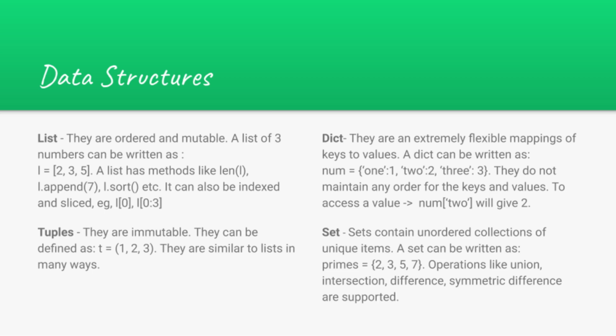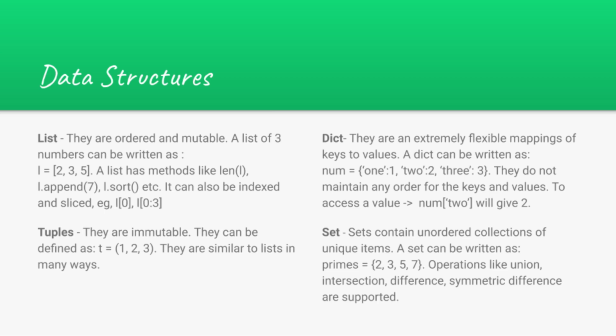Lists. These are used to group multiple values of similar type together. They are ordered and mutable. Square brackets are used to represent a list. In this example, we declare a list L of 3 numbers, 2, 3, and 5. A list has many methods that can be used to explore the list further. Len returns the length of a list. Append adds another element to the list, and so on.